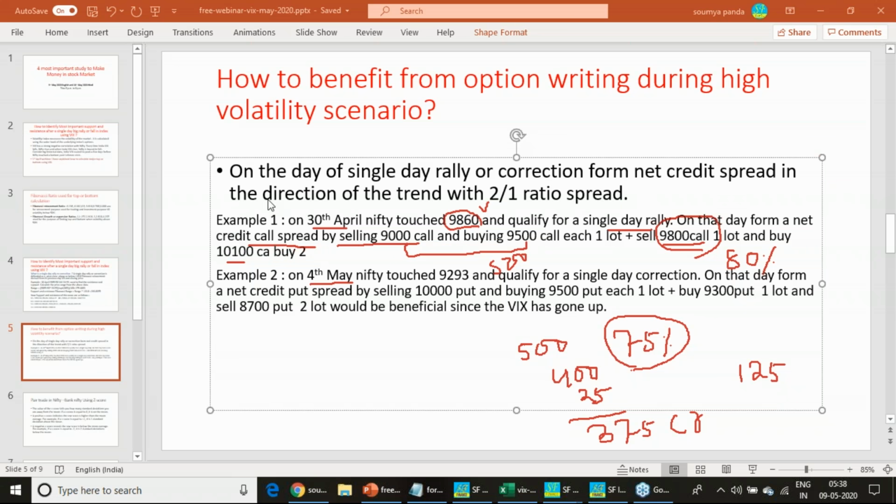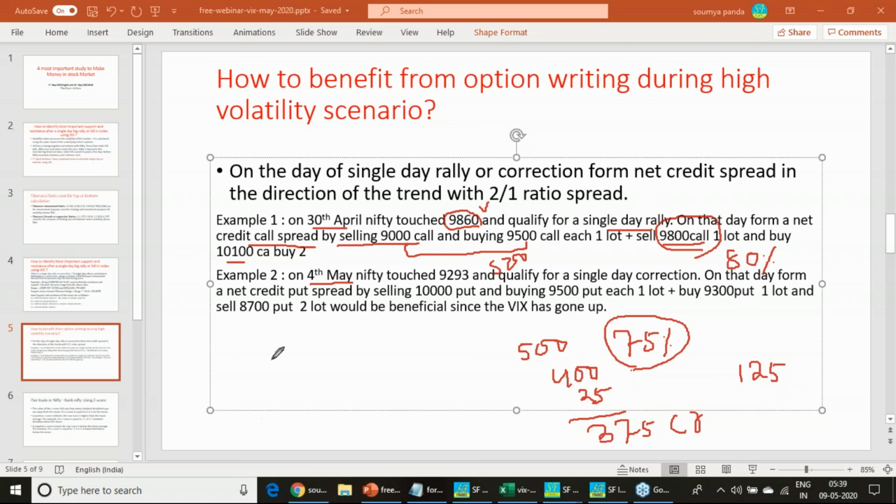So again I am repeating here: when a single day rally or fall happens, that gives an immediate spike to your VIX. VIX is going to change drastically after this event. After this single day rally or correction, VIX is going to change in the coming days, in a very big way. To benefit from that, we are going to form a strategy or a plan.